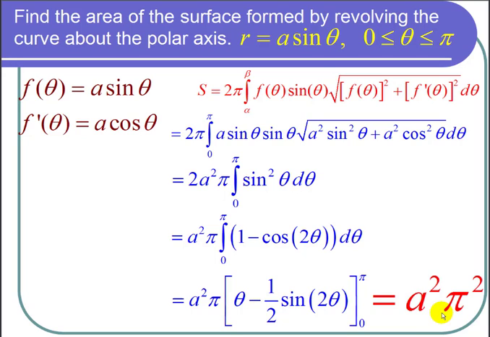So the surface area of revolution for my polar curve is a squared pi squared. And I'm done with the problem.